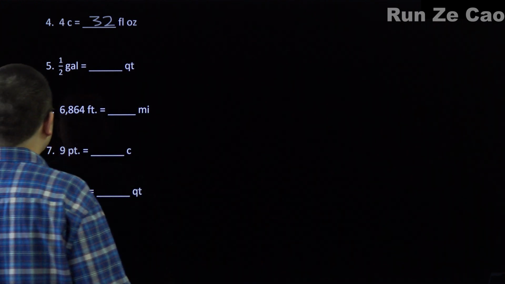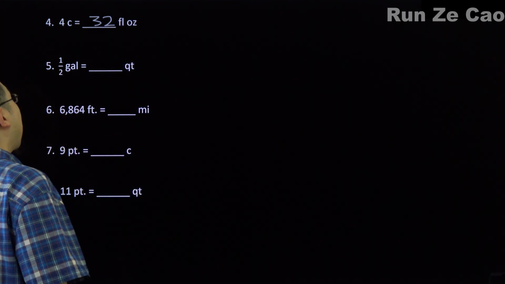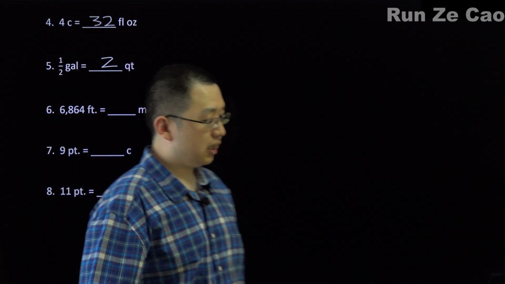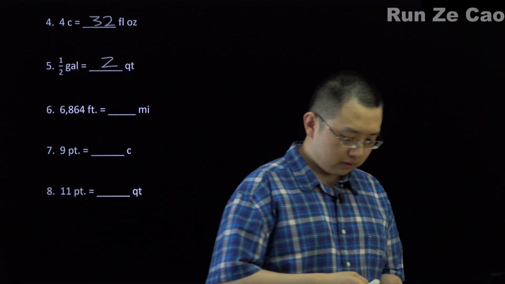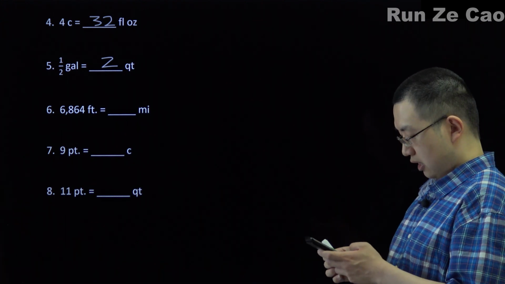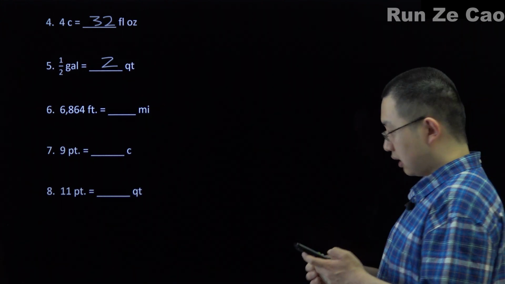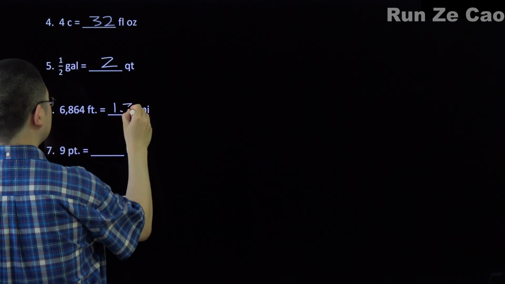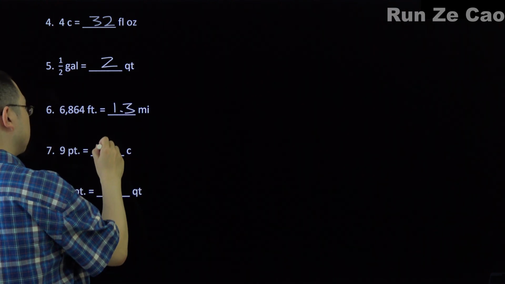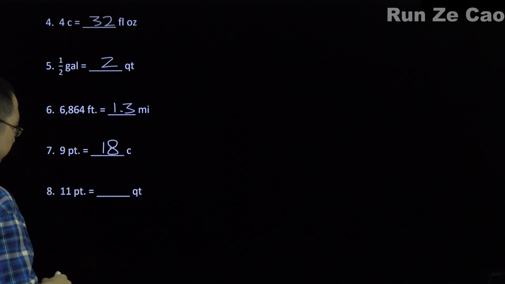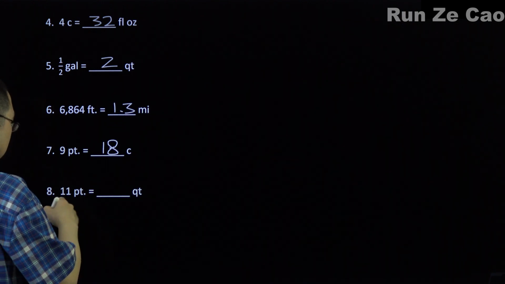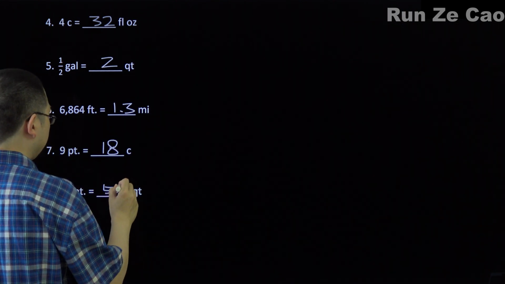1/2 of a gallon is how many quarts? Well, a quart is a quarter of a gallon. So 1/2 of a gallon is going to be 2 quarts. 6,864 feet is how many miles? Well, we know that 5280 feet is 1 mile, so 6864 divided by 5280 is equal to 1.3 miles. 9 pints is how many cups? We just said that 1 pint was 2 cups, so 18. 11 pints is how many quarts? Well, a pint is half a quart, so 11 of these is going to be 5.5 quarts.